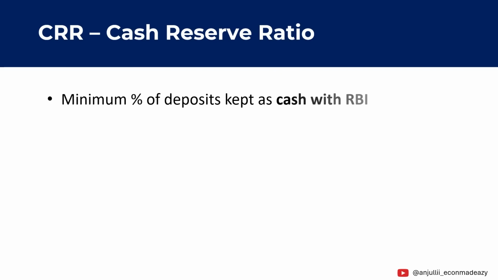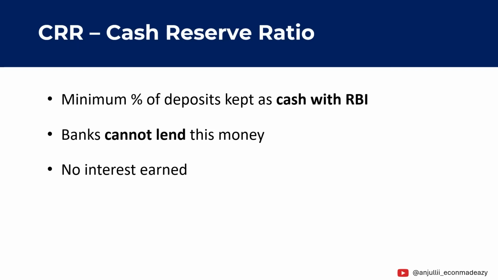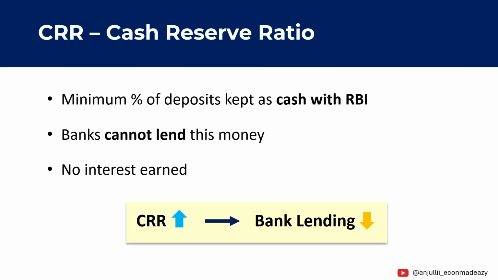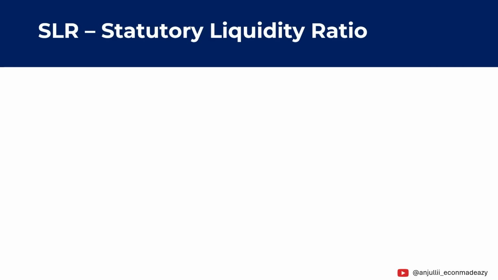CRR is the minimum percentage of deposits that commercial banks must keep as cash with the RBI. This money cannot be lent and earns no interest. So when the RBI increases CRR, banks immediately have less money available to lend, and that directly reduces credit in the economy. Now let's look at the second quantity control tool, the statutory liquidity ratio or SLR.